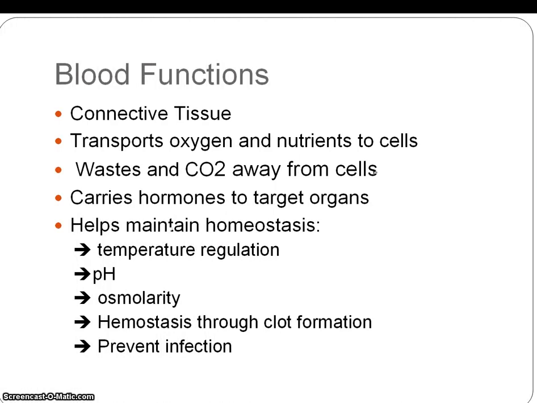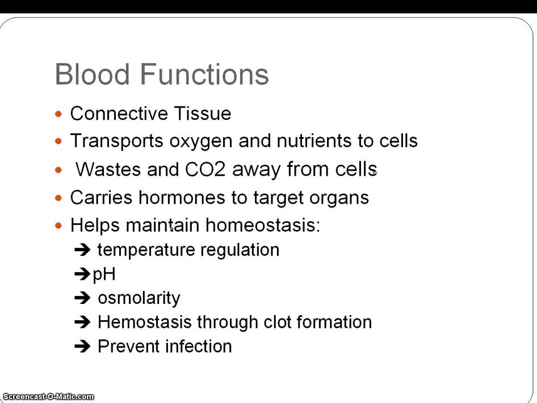So the first thing we need to know is what the function of blood in the cardiovascular system is. Basically, blood is a connective tissue, and it doesn't connect things in the same way as a ligament or tendon would, but it does connect distal parts of the body to one another. And it does that by carrying oxygen, wastes, including carbon dioxide, nutrients to and from the tissues and the cells.